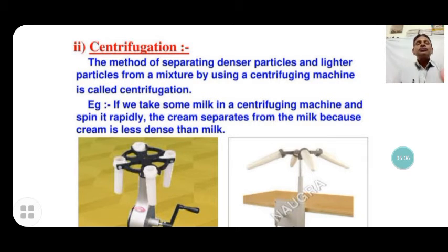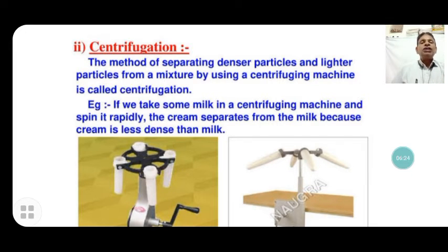The components of blood and milk may be separated through centrifugation. Here, the method of separating the denser particles and the lighter particles that are mixed in the colloid mixture by using a centrifugation machine is called centrifugation. This process is called centrifugation.